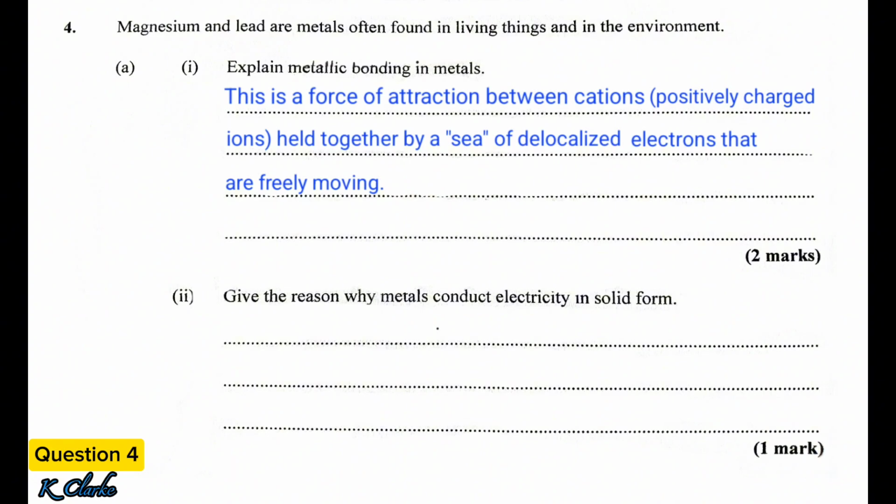Part 2. Give the reason why metals conduct electricity in solid form. Metals conduct electricity because of the mobile electrons.